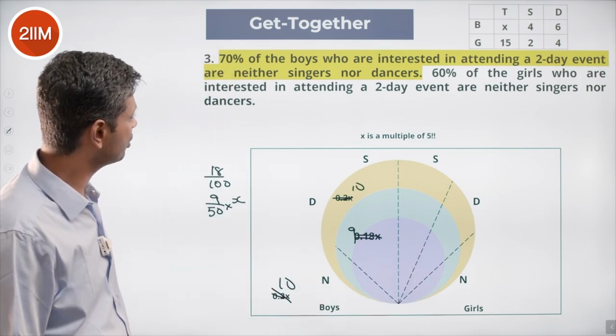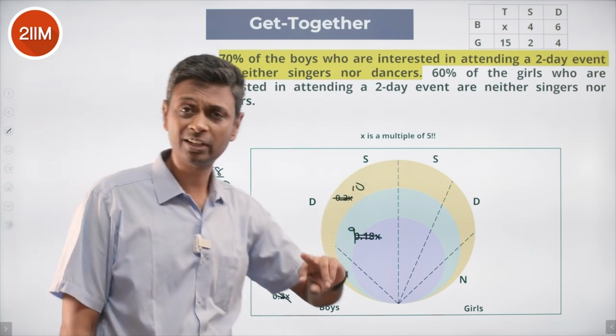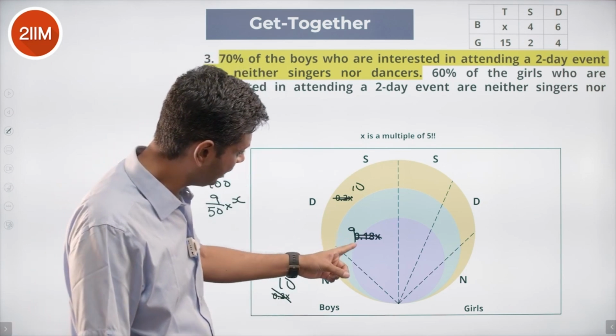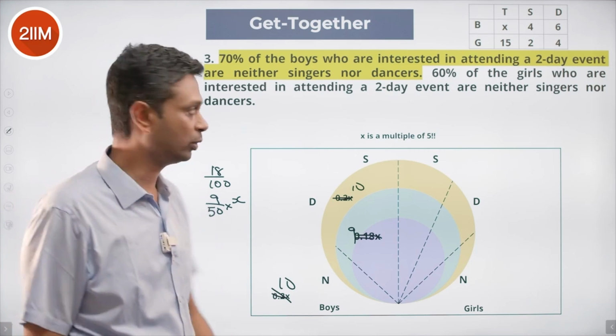60% of the girls who are interested in attending a 2-day event are neither singers nor dancers. That we'll probably use a little later. 40% are singers or dancers. Now we know that this is 9, this is 10, this is 10. The total number of boys is 50.